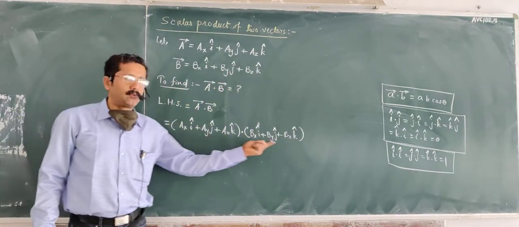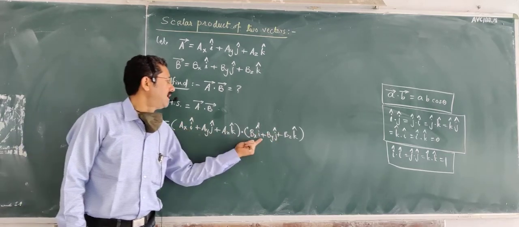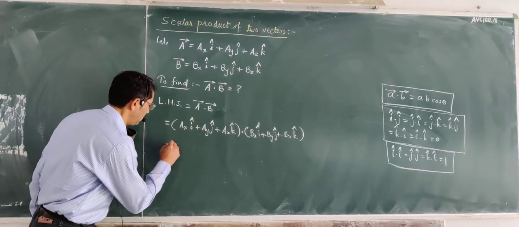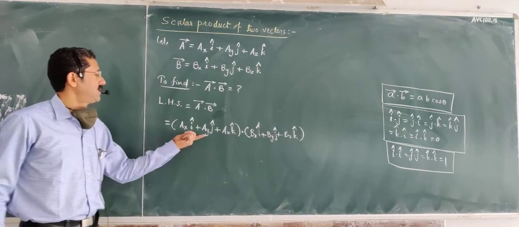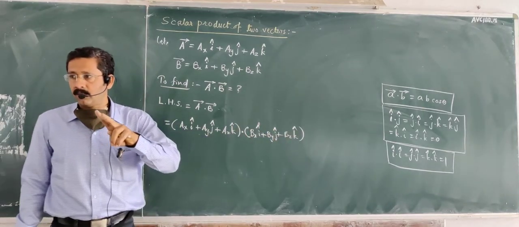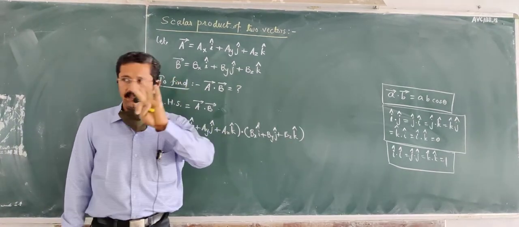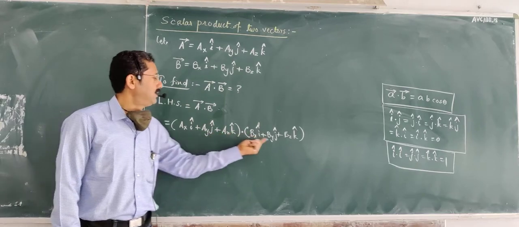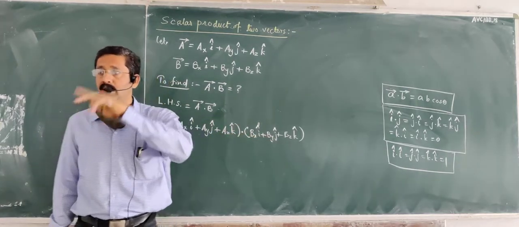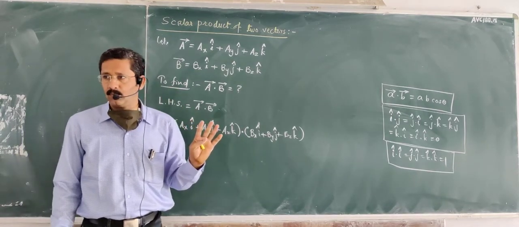Now whenever I multiply two such brackets, I have to take each term and multiply it with each term in the next bracket. How many terms are there in the first bracket? 3. How many terms are there in the second bracket? 3 terms. So this with 3 terms gives me 3 terms, this with this gives 3 more, and this with this gives 3 more. Like this I will have 9 terms altogether. So systematically we are going to do it.